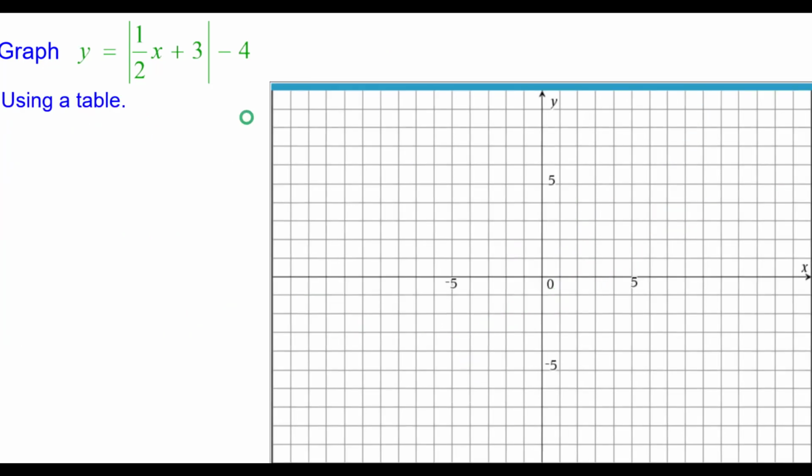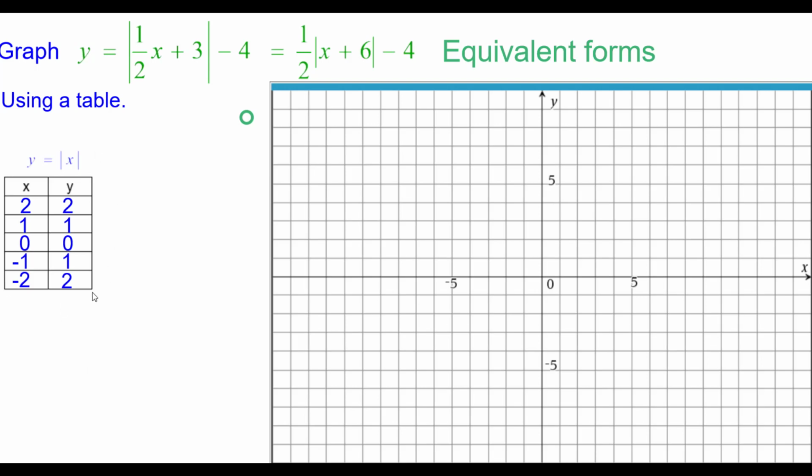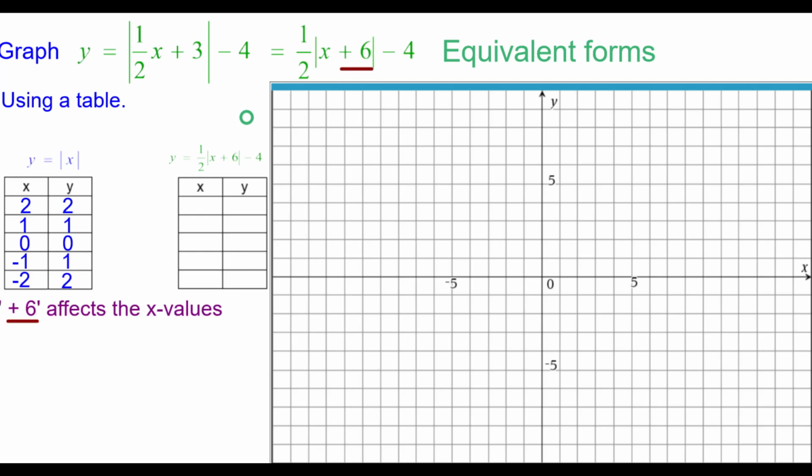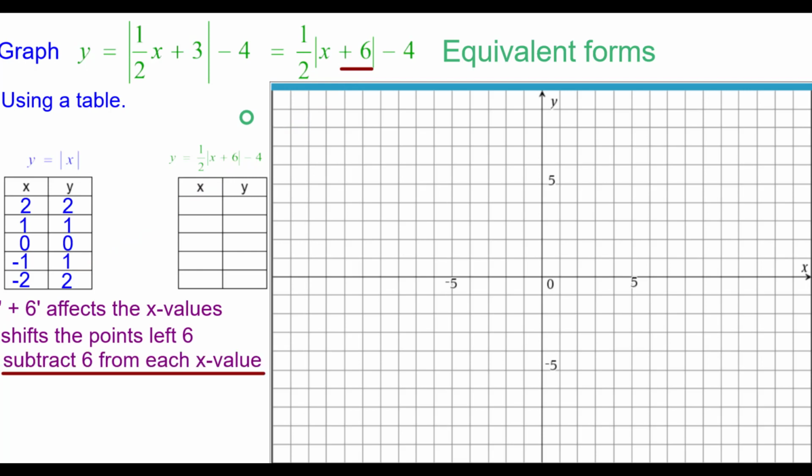So let's do a second way using a table. Again, I'm going to use the equivalent form to this equation. I think it makes the work much easier. Here's our traditional absolute value table. So the plus 6 affects the x values. What it does is shifts the points to the left 6, and to accomplish that, we need to subtract 6 from each x value to get it to shift left 6.